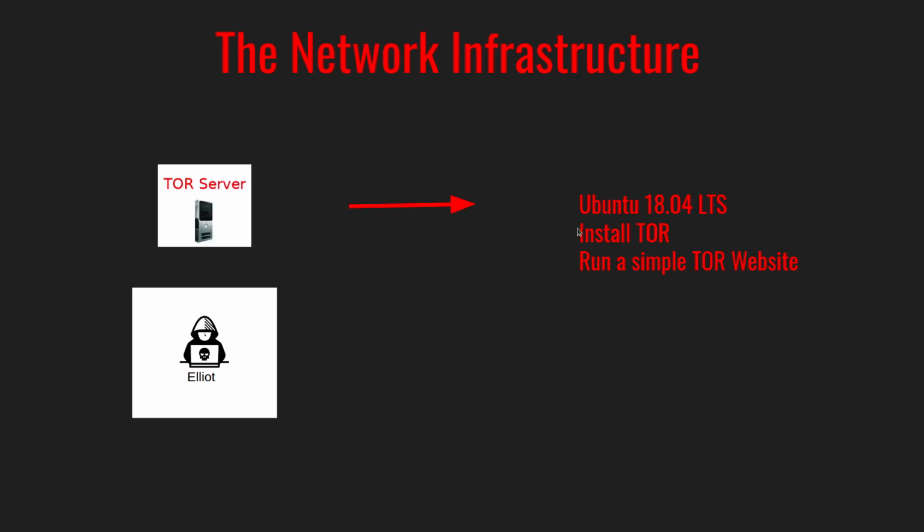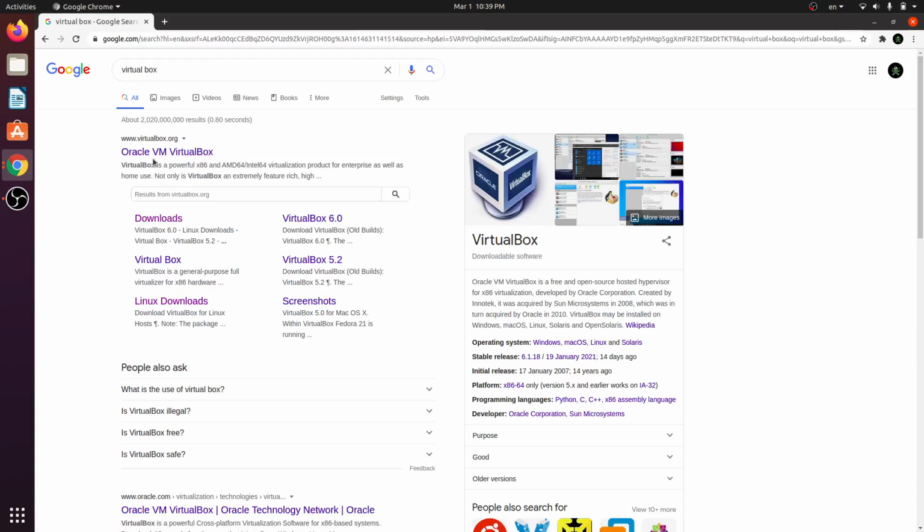Then we will install the Ubuntu ISO image, the Ubuntu 18. Then we will install Ubuntu and we will start installing Tor. Then we will start deploying that Tor website. So from Google, let's go to virtualbox.org, to the downloads.